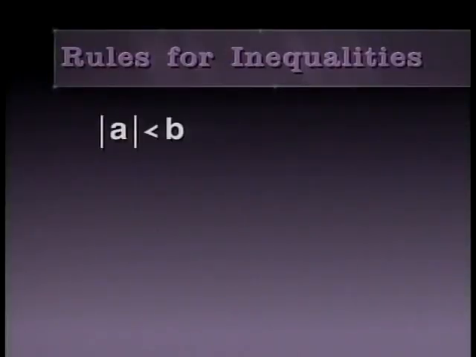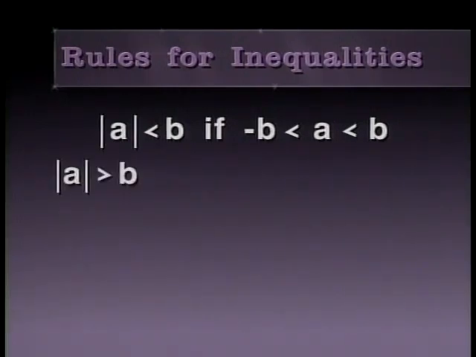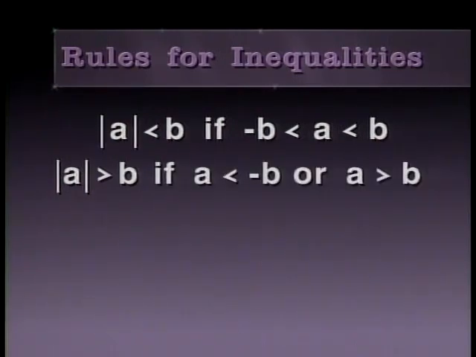These two examples illustrate the two basic rules used to solve absolute value inequalities. They're similar to the rules we just learned for equations. The absolute value of A is less than B if and only if A is greater than -B and less than B. The absolute value of A is greater than B if and only if A is less than -B or A is greater than B. We can use these properties to solve inequalities like this one.